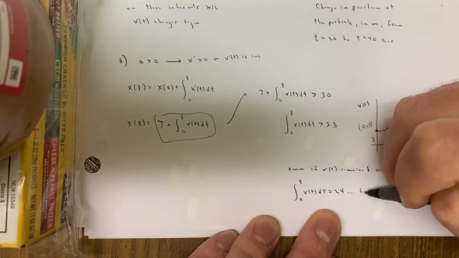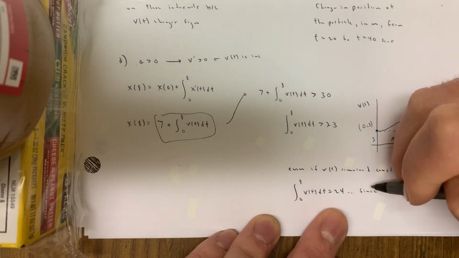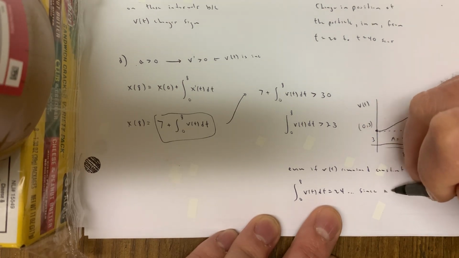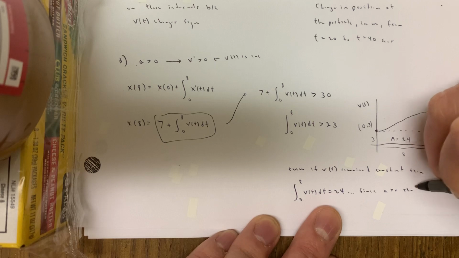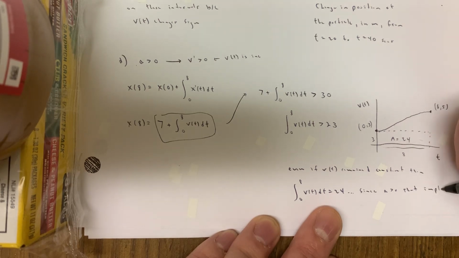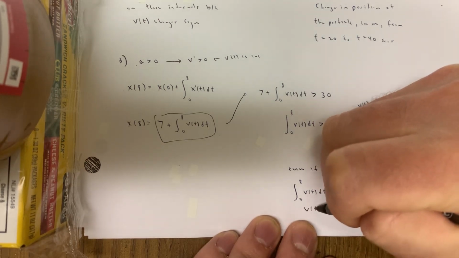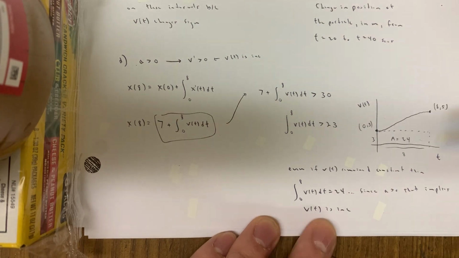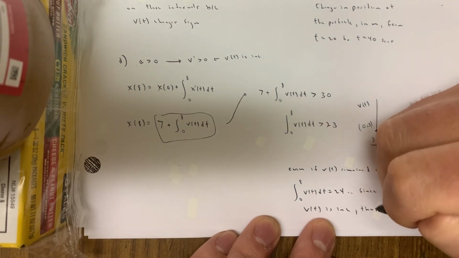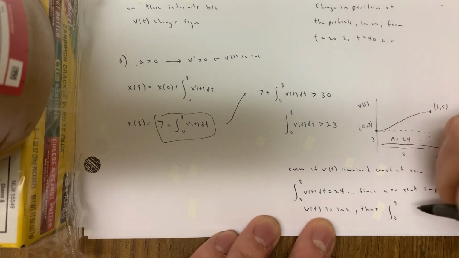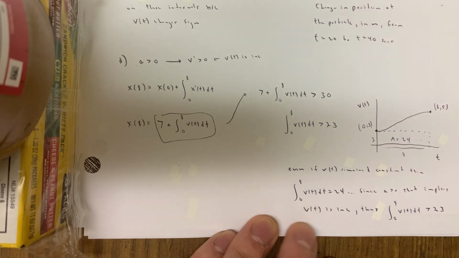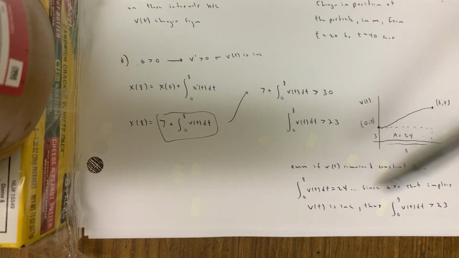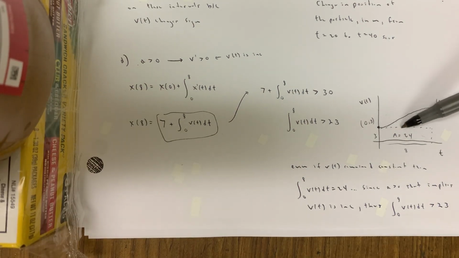So we could say since v of t is increasing, since, how about this? Since a is greater than 0, that implies v of t is increasing, which you don't really need to write because we had that written over here. We're going to say thus the integral from 0 to 8 of v of t with respect to t has to be greater than 23 because it's going to be greater than 24. It's greater than 23 even if this thing remains constant.